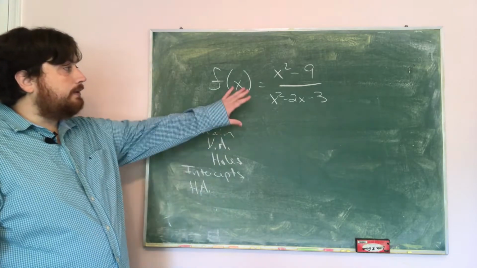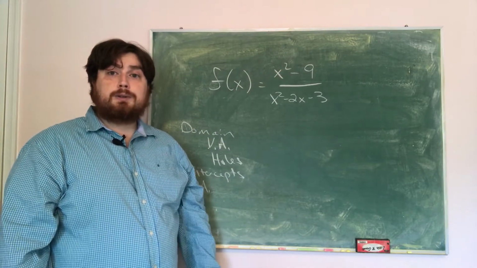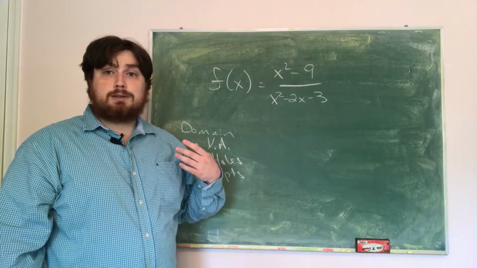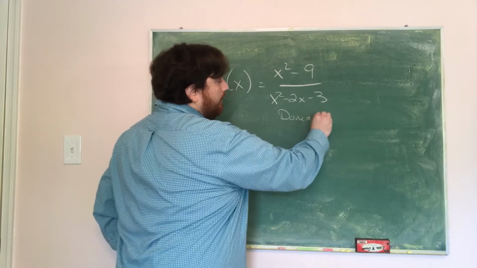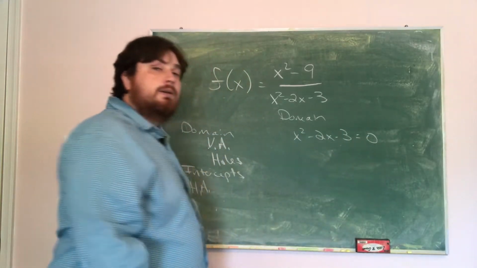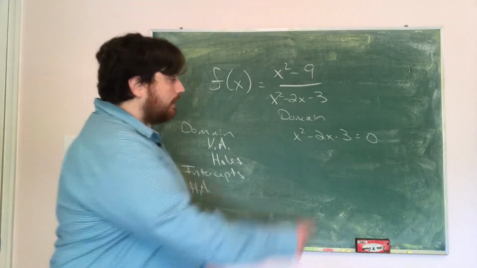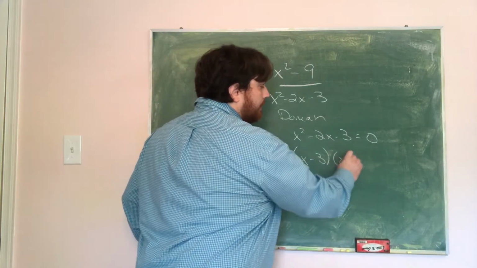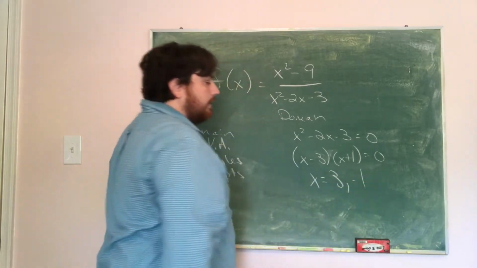So to begin with, we should find the domain of this function, and notice that this is a rational function, so it's a polynomial over a polynomial. Therefore, the domain is all the places where the bottom is not 0. So if we want to find the domain, we should look at where x squared minus 2x minus 3 equals 0. And anywhere that's 0, that's not in the domain. So if we solve this, we get (x minus 3) times (x plus 1) is 0, so x is 3 and negative 1.